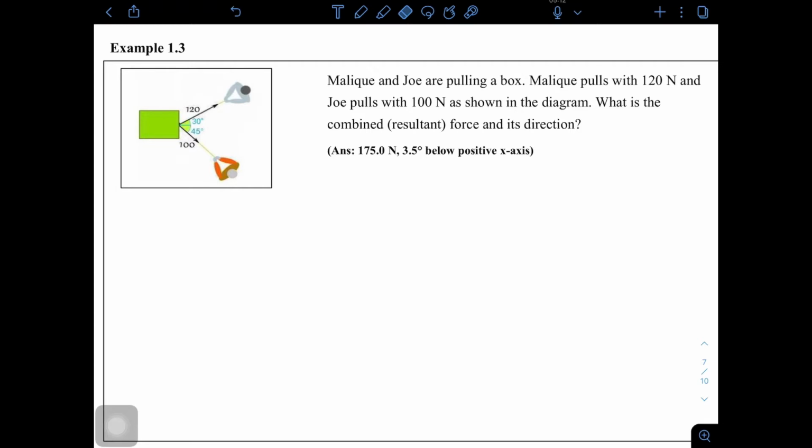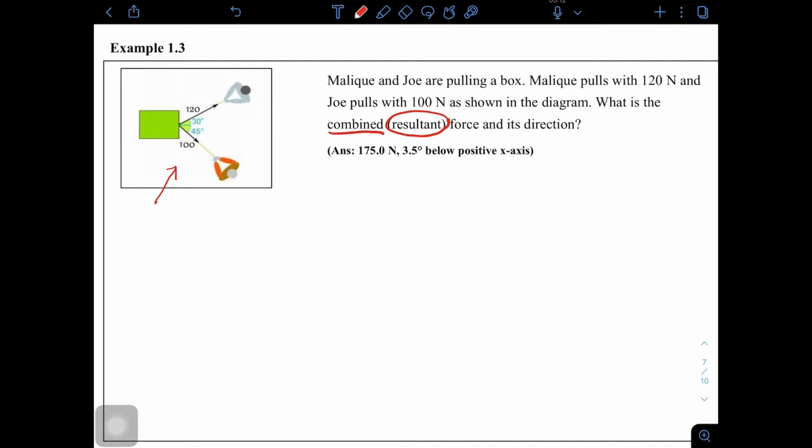We have two people, Malik and Joe, pulling a box. Malik pulls with 120 Newton and Joe pulls with 100 Newton as shown in the diagram. So Malik pulls 120 Newton at 30 degrees above the positive x-axis, and Joe pulls 100 Newton at 45 degrees below the positive x-axis. The question wants the combined or resultant force and its direction. So we will be calculating the resultant vector. We want the magnitude and its direction.